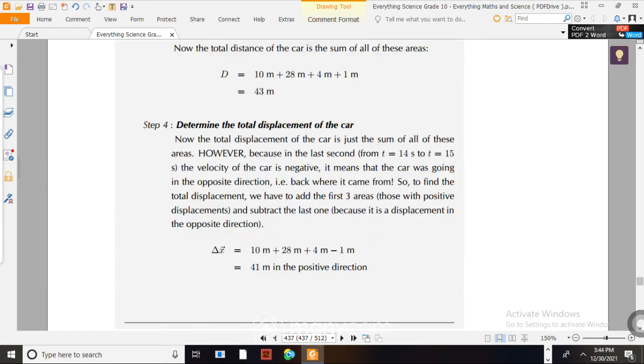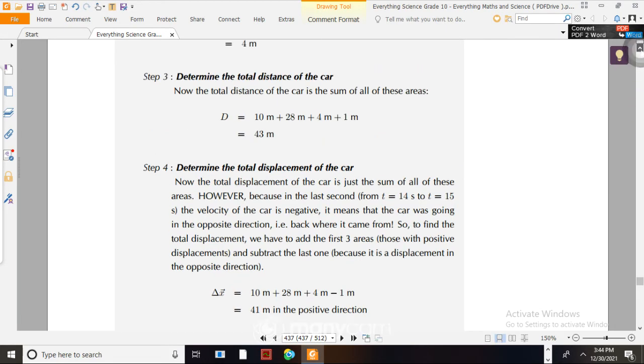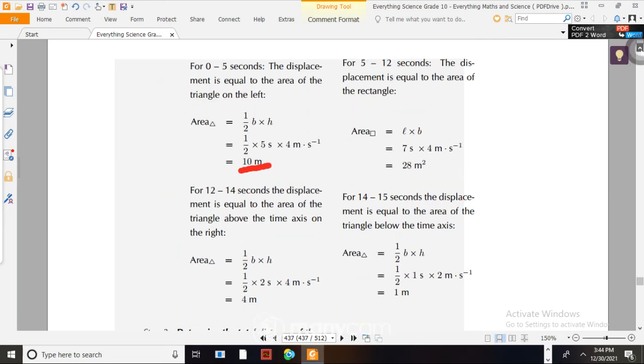Area 1 is half of BH. The rectangle is length times base, or height times base. So 7 seconds times 4 meters per second, because 12 minus 5 is 7, times the height of 4 meters per second. So the area of this one will be 28.